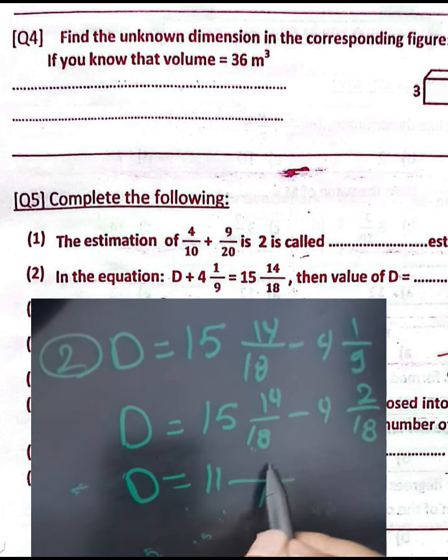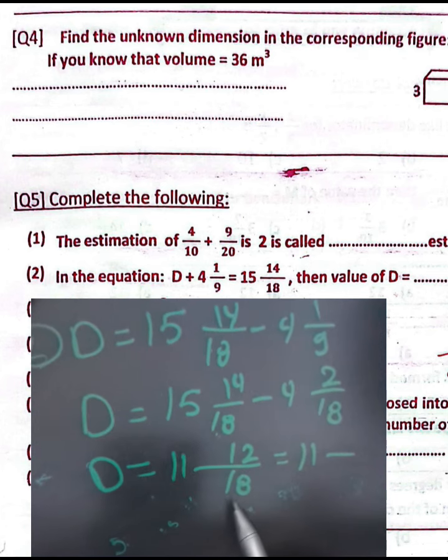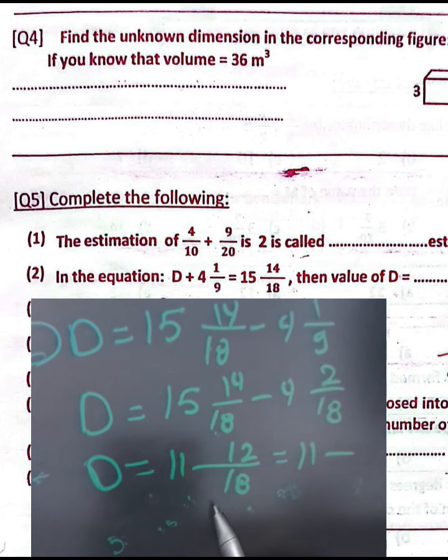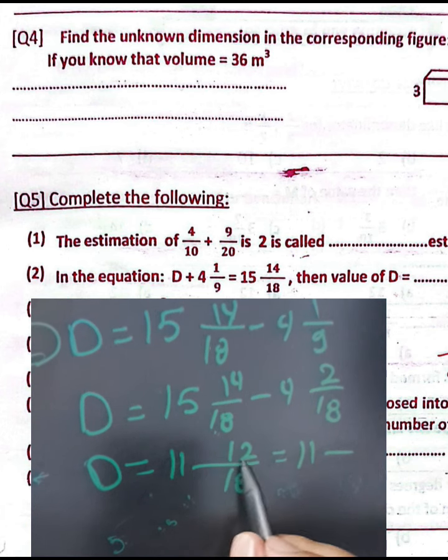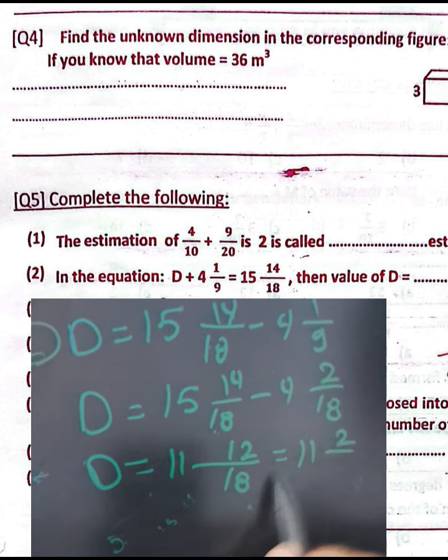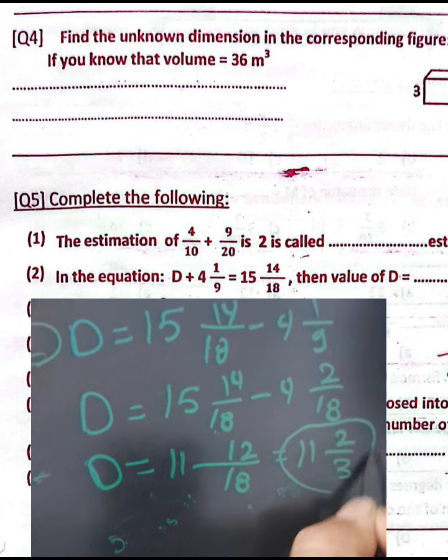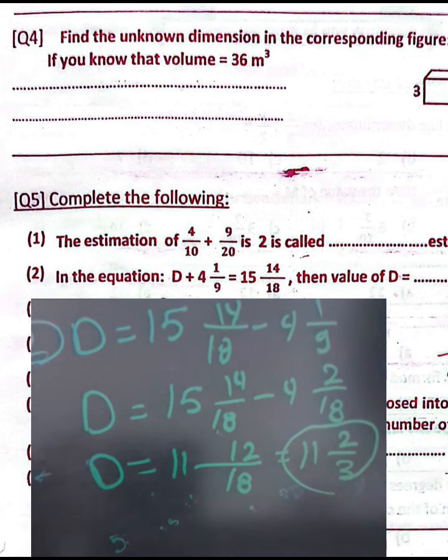14 minus 2 equals 12, and then you can simplify 12 over 18 by dividing numerator and denominator by 6. 12 divided by 6 equals 2, and 18 divided by 6 equals 3. Then the result will be 4 and 2 over 3.